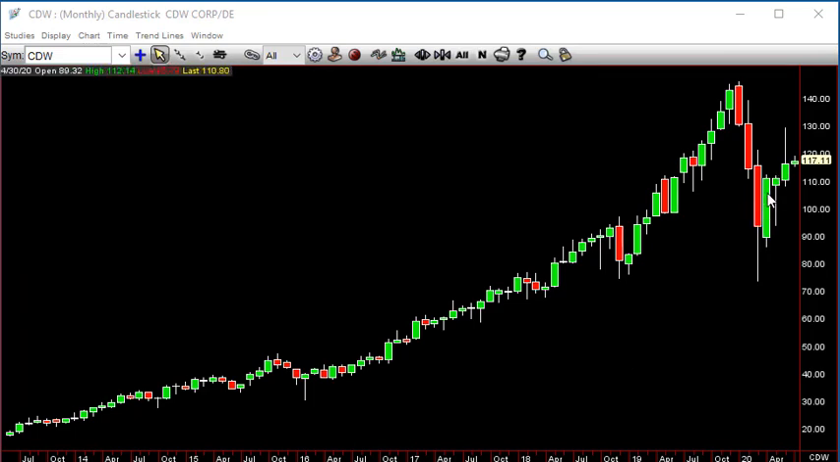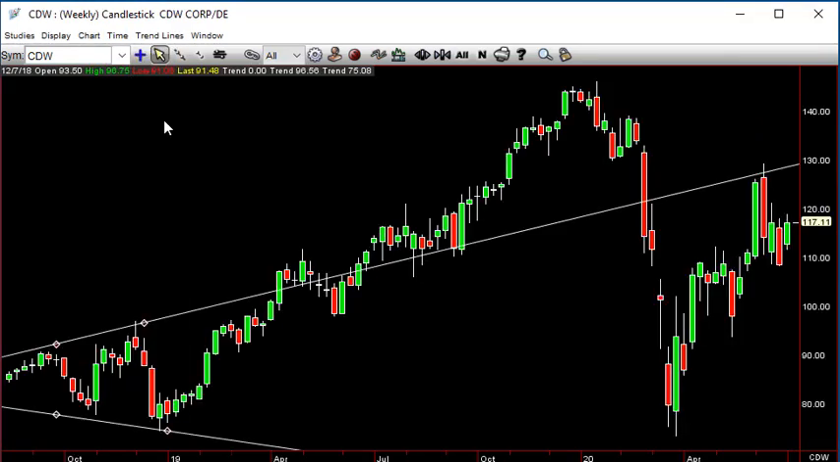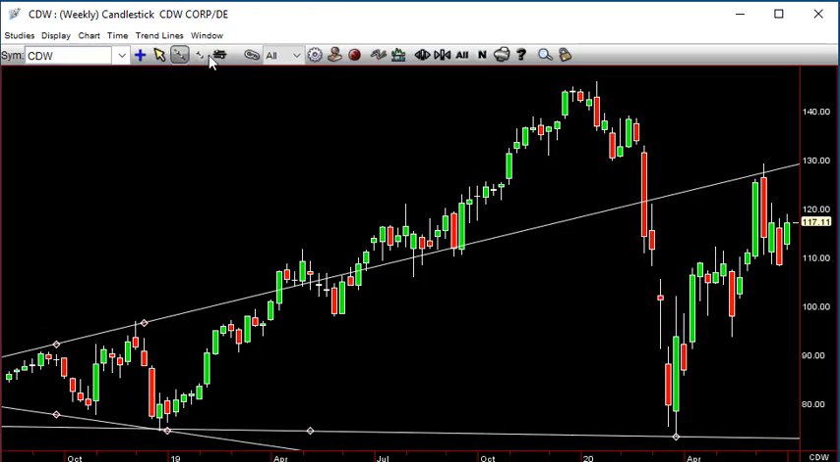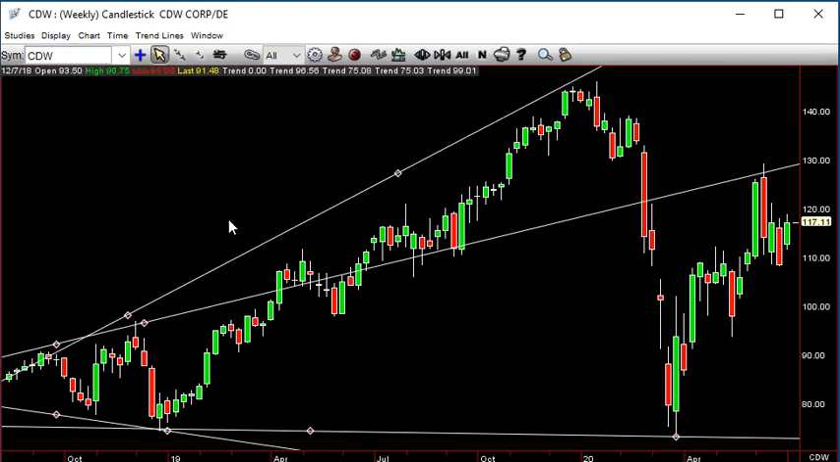CDW, 3 months stuck inside of this. Here's your outside bar and your continued expansion right there, right there. So then you get stuck on the weekly. All this stuff gets stuck in here. Like so.